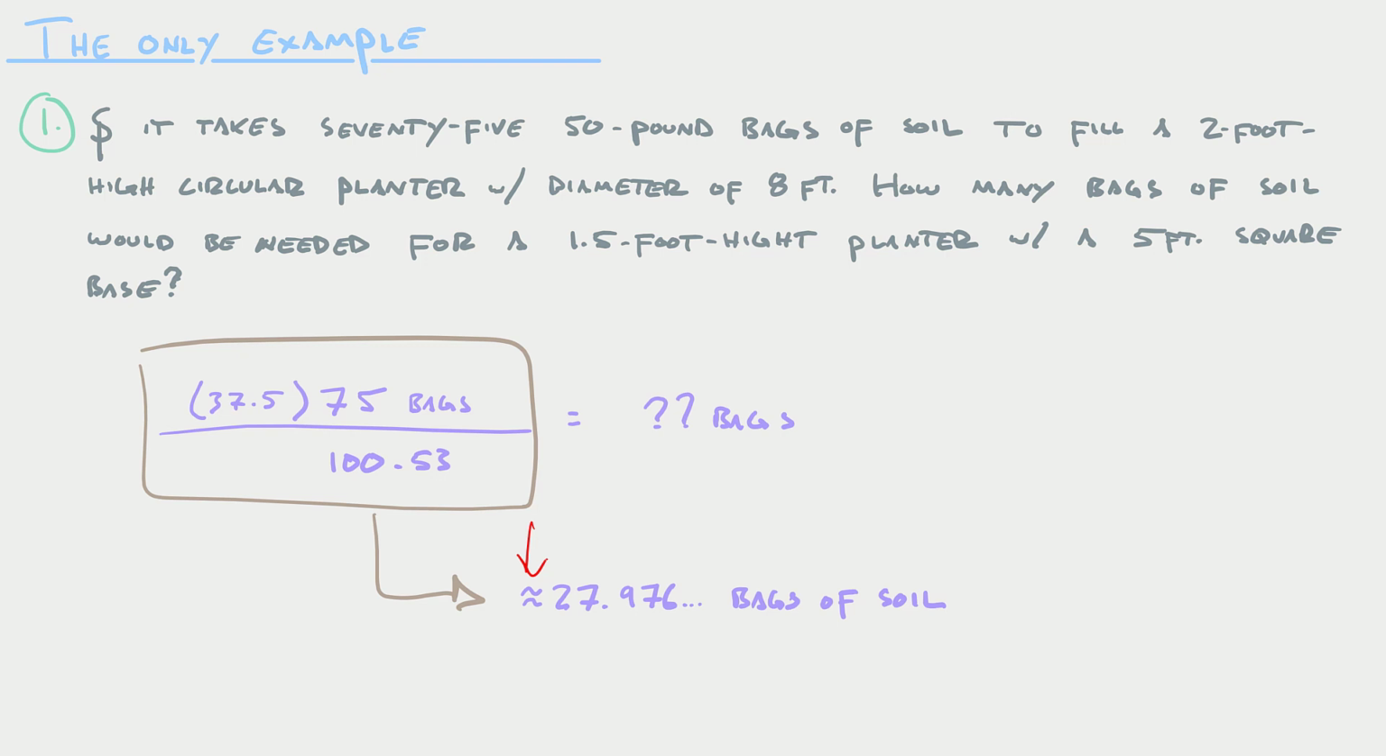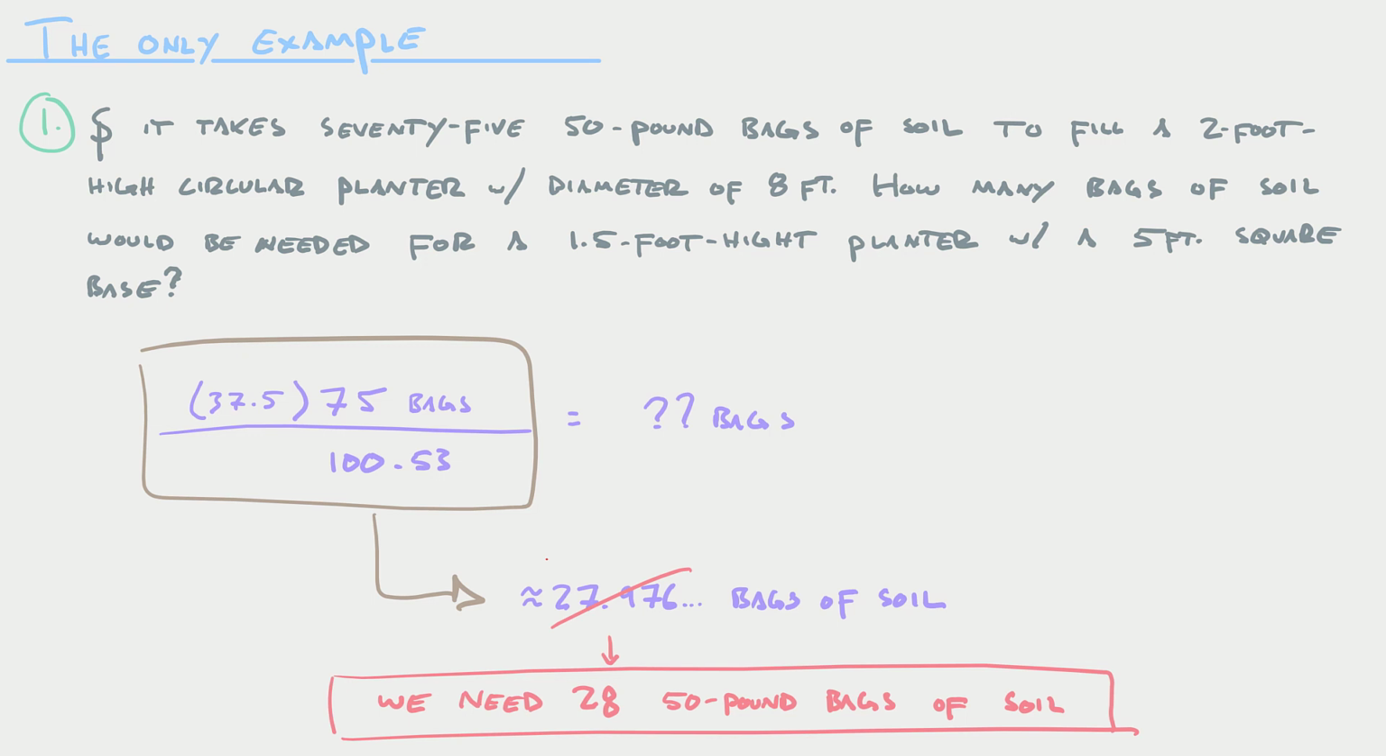Now, you can't go to a store and say, I'd like to purchase 27.976 bags of soil, right? You can't just chop off a part of a bag of soil and say, I'm not paying for that part because I don't need it. You would, in fact, have to buy 28, right? And in the context of this situation, that means that we need to buy 28 50-pound bags of soil.